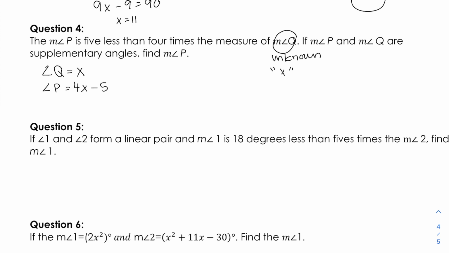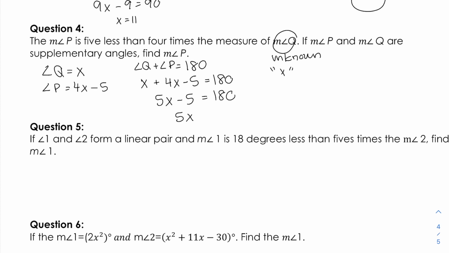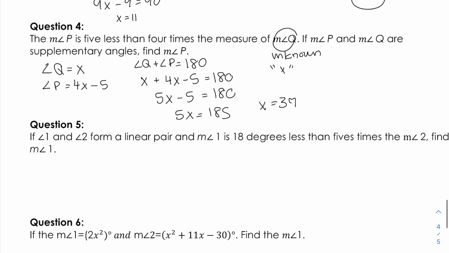Okay, P and Q, so once I have that, P and Q are supplementary, so that means if I add Q plus P, that's going to equal 180. So angle Q is X. Angle P is 4x minus 5. So I'm going to combine like terms. So I get 5x is equal to 185. So x is going to equal 37, but it wants me to find angle P, so I do need to plug that back in. So I get 4 times 37 minus 5, and I get 143.